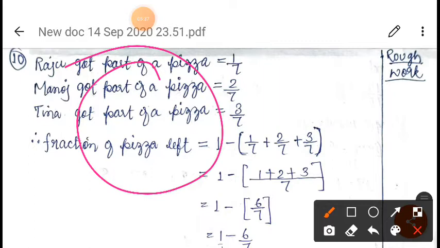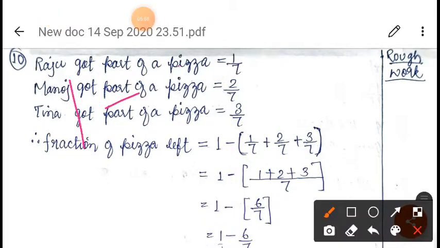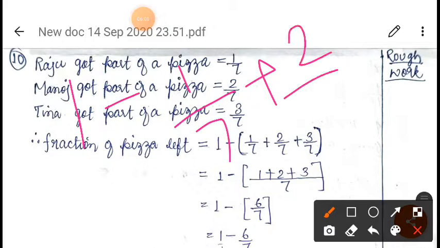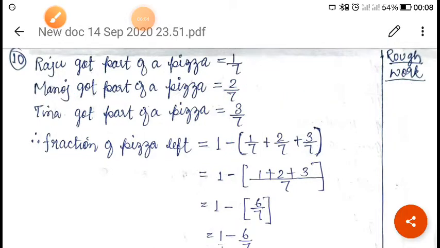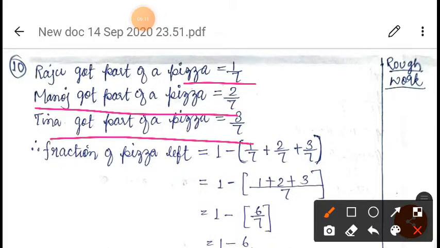So what fraction of pizza is left, means after distributing to the three of them, what part of pizza is left? So simple, how many pizzas are there? One pizza, means one pizza minus 1 by 7 plus 2 by 7 plus 3 by 7, right? As you can see, Raju got how much part of pizza? 1 by 7. Manoj got how much? 2 by 7. Tina got how much? 3 by 7, right? So fraction of pizza left is what?